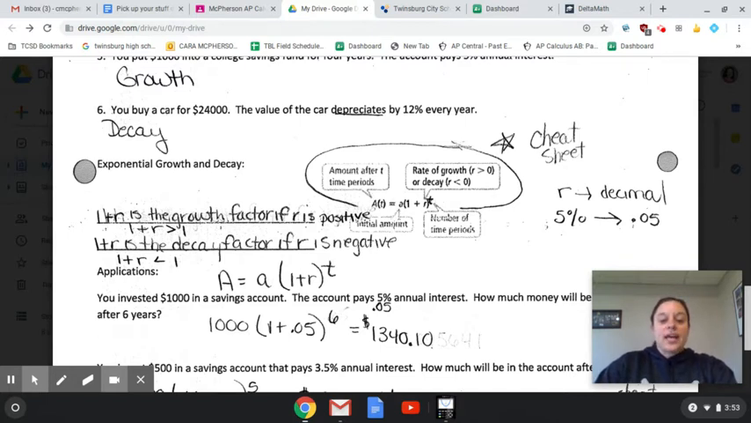The lowercase a that's right after the equal sign, that is how much you start with. So how much money are you initially investing? How much is the car initially worth? What is the initial population? That's the number that's going to go in front of the parentheses.